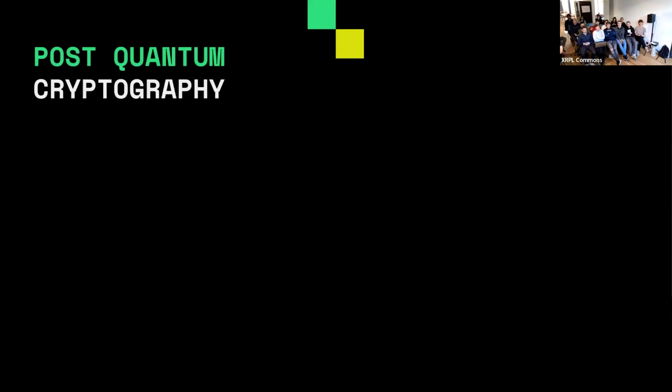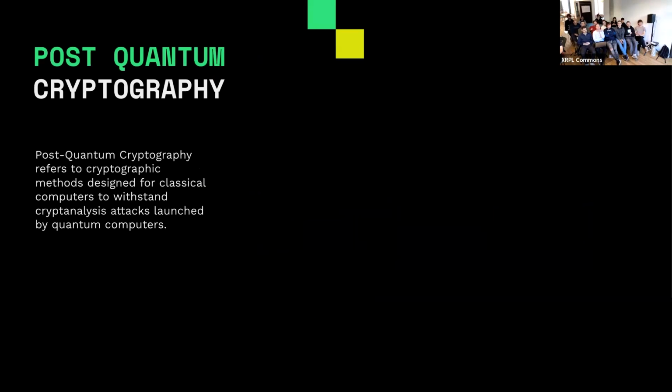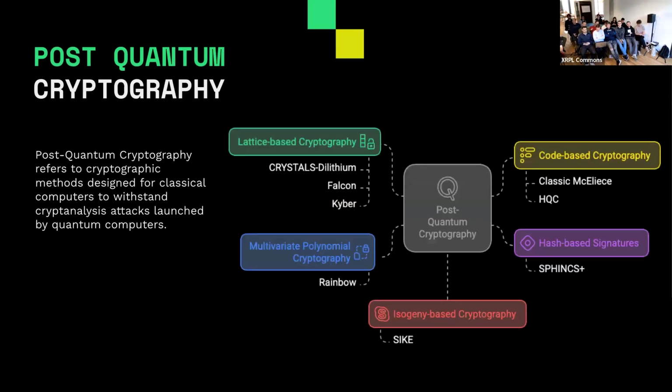Hence, we have post-quantum cryptography. A post-quantum algorithm refers to cryptographic methods designed for classical algorithms to withstand the cryptanalysis attacks from quantum computers. There are currently 5 different types of post-quantum algorithms. The first one is lattice-based cryptography. The example algorithms are CRYSTALS-Dilithium, Kyber, Falcon.